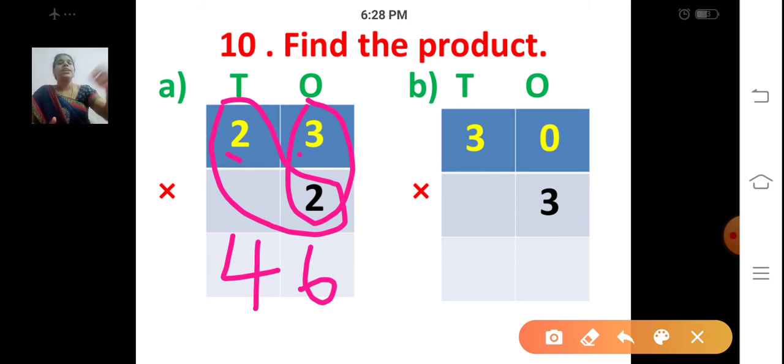Yes? Now, the second one, just see this number 30. We are going to multiply 30 into 3. What are we going to do? We are going to multiply 30 into 3.